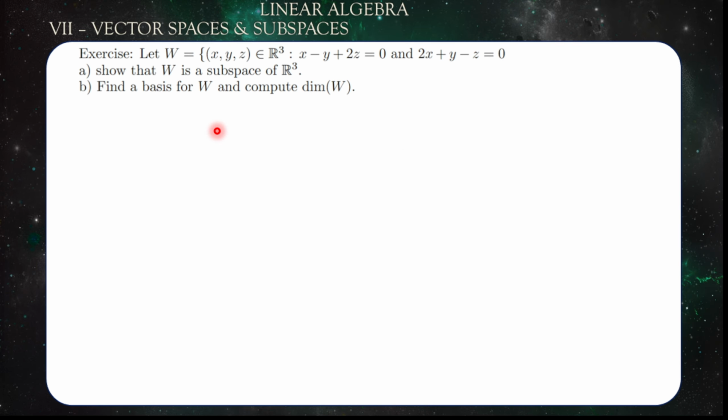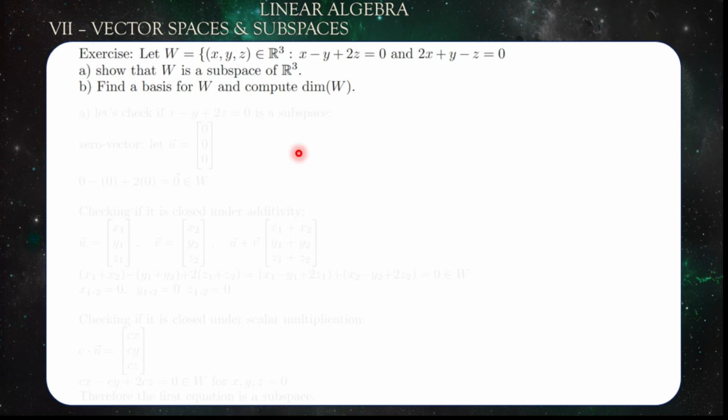Another exercise: let W be equal to the set of x, y, z within R3 such that x minus y plus 2z is equal to 0. That's the first equation. And 2x plus y minus z is equal to 0. Show that W is a subspace of R3. That's the first question. And find a basis for W and compute the dimension of W. That's the second question. You can pause the video. Try to take a jab at this exercise. Try to solve it yourself first before coming back to the solution.